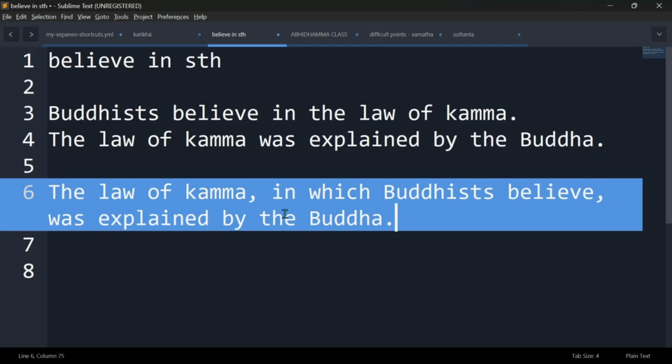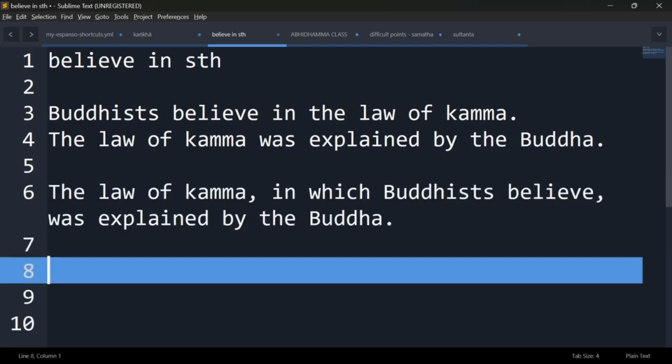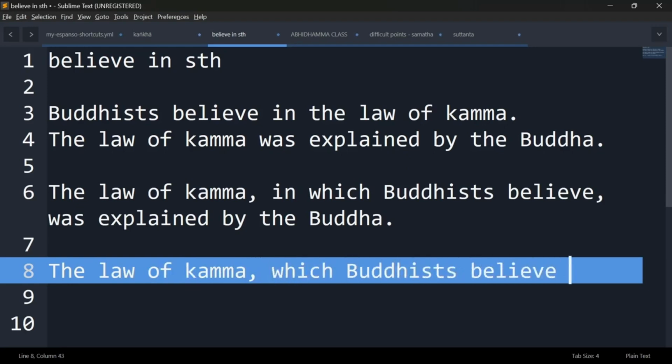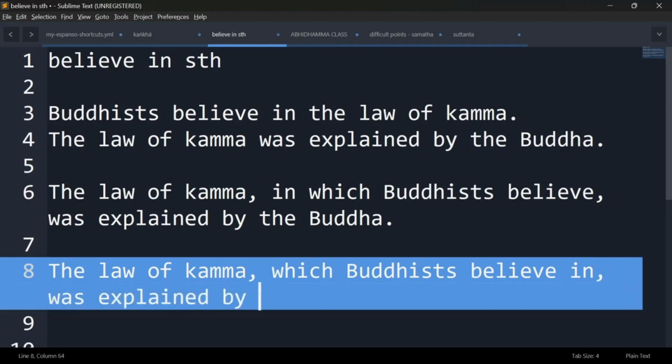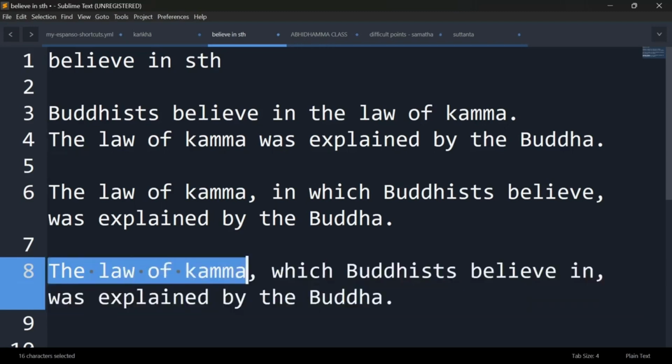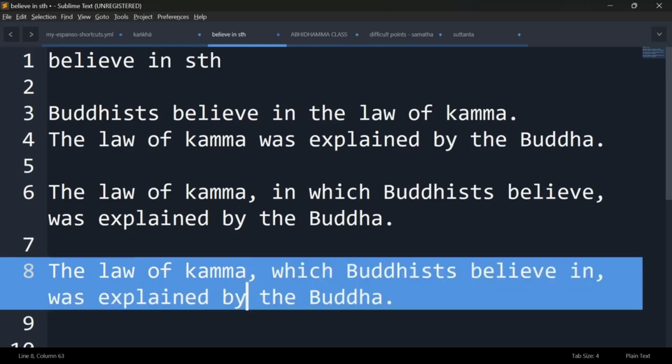Nice sentence. Now let's bring the preposition to the end. The law of karma, since it's a non-defining clause, I put a comma. You see, the law of karma is something already clear, right? The law of karma, which Buddhists believe in, comma, was explained by the Buddha. Okay, you understand? Good. You see, now our relative clause is after the subject. No problem. It can be after the object or after the subject, right? After the complement.